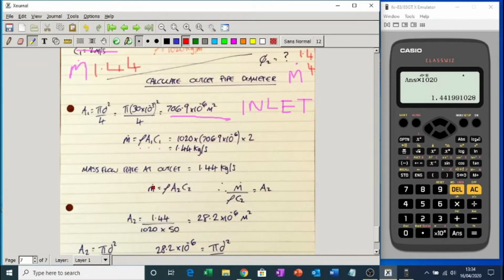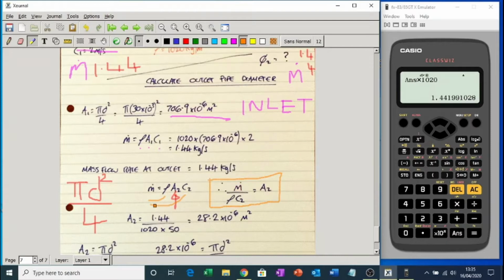So now I know the mass flow rate out, it's going to be 1.44. I know the density of the water is 1020. I don't know the area, I know the speed. If I can find the area, if I can find A2, I can then use pi d squared over 4 to find diameter, because that's what area is. So if I can find A2, I can then use this to find D. Are you with me? So rearrange this formula to find A2. All I'm doing is bringing the density down to there and the speed down to there. Gives me that.